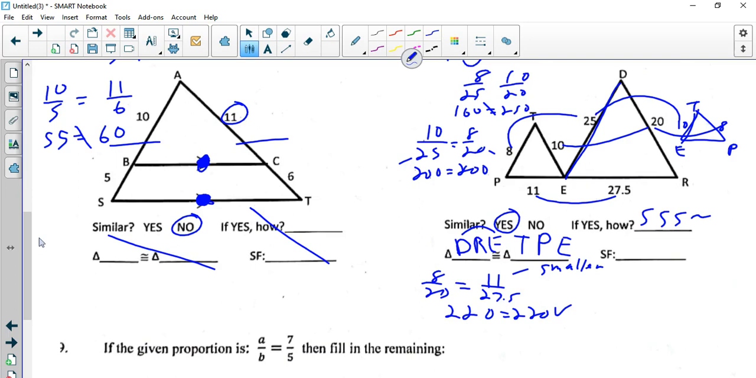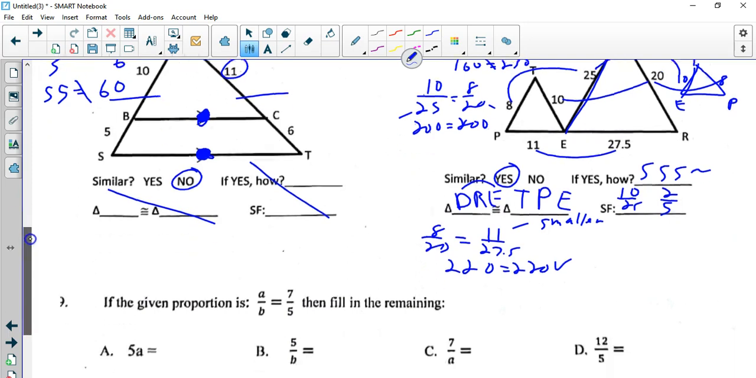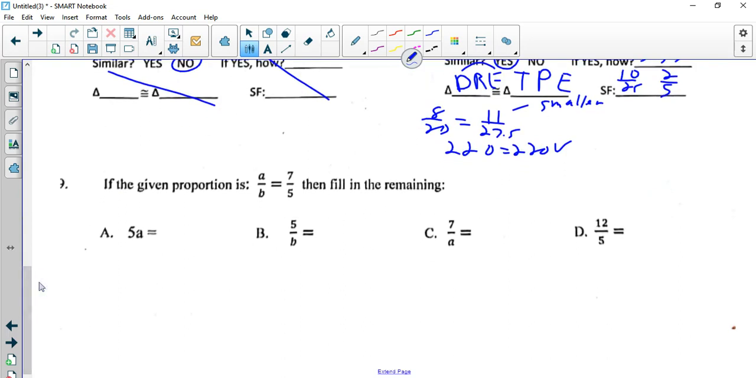Which means we need to take one of these fractions, like 10 to 25, and put the smaller number on top, and then reduce. 5 goes into 10 twice, and into 25 5 times. Now, I think on the answer key I put 5 over 2, but then again, I had TPE and DRE reversed, and that's okay. There's not a right answer, it's just based on how you order it. Okay, first 2, 3 are easy, last one's a little tricky.